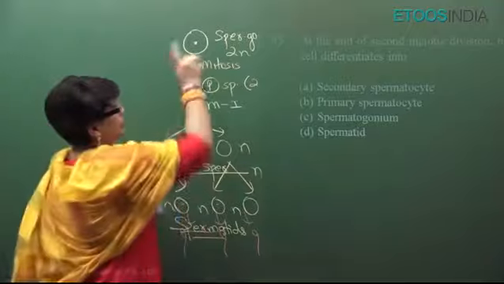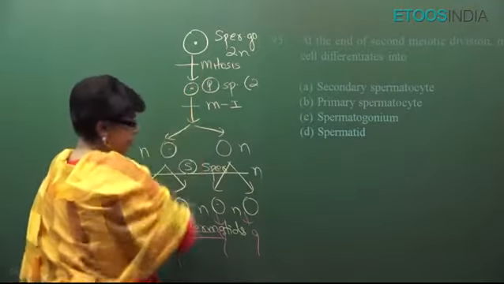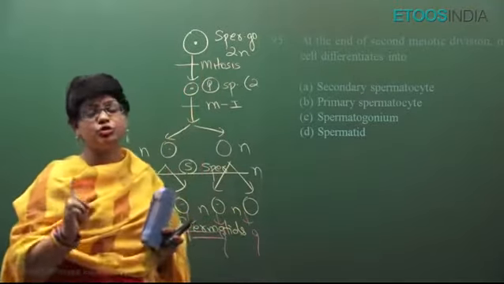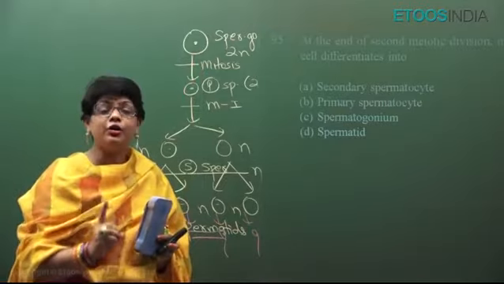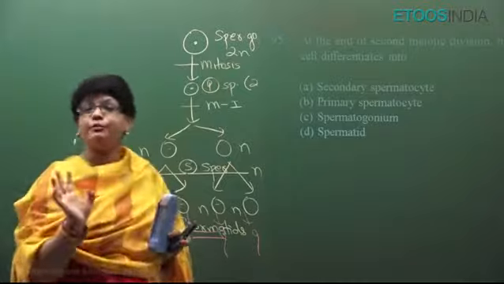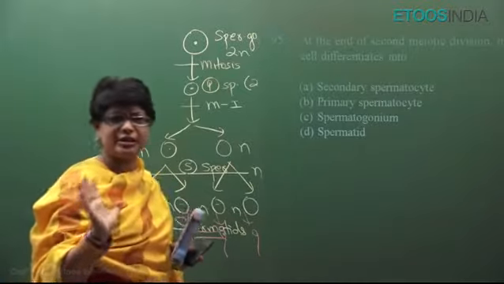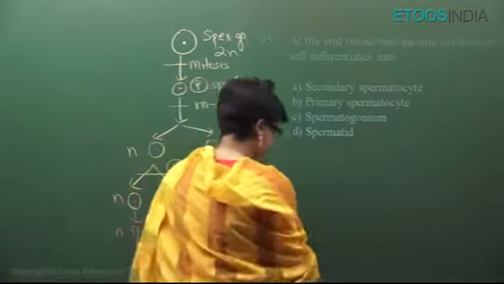Next is that from one spermatogonia or one primary spermatocyte, 4 sperms are formed, whereas in oogenesis from one oogonia or one primary oocyte, only one ovum is formed because the other 3 cells will be polar bodies. So just revise that concept. It is very important for questions.